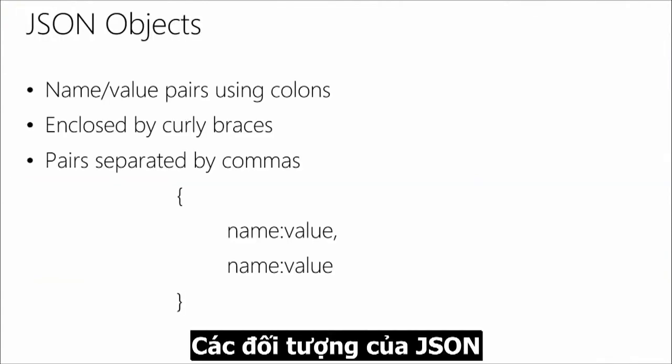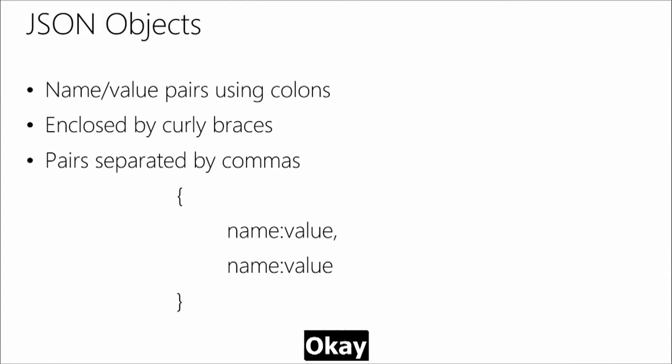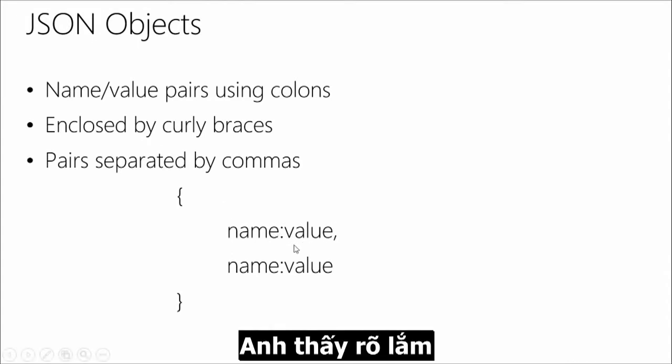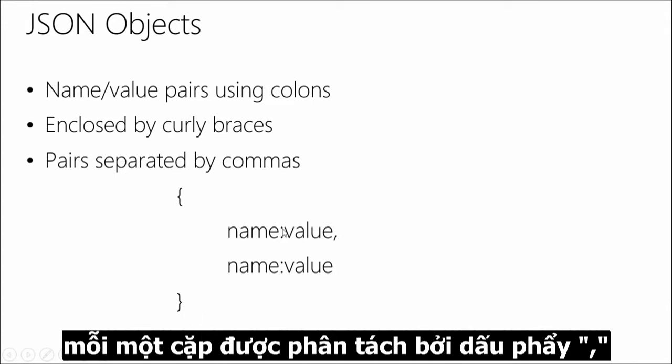OK, perfect. So let's talk about JSON objects. A JSON object is a collection of name-value pairs that are separated by colons. Just like we see there. Yep. So it's encapsulated by curly braces, and each of the pairs is separated by commas.